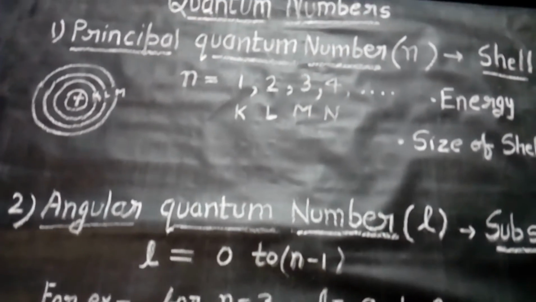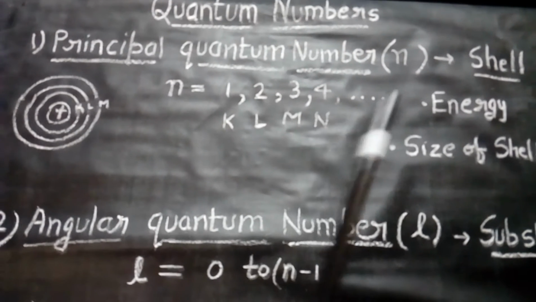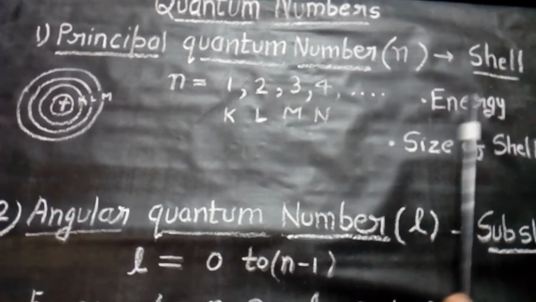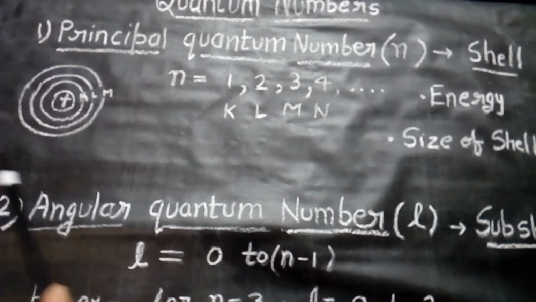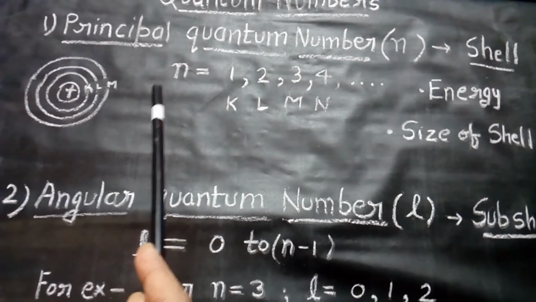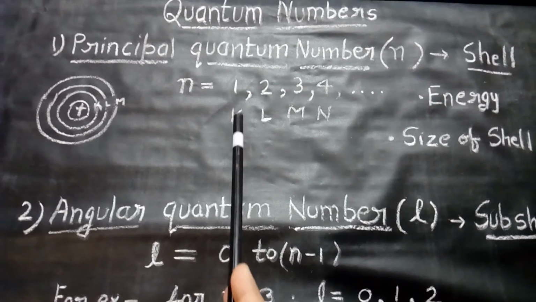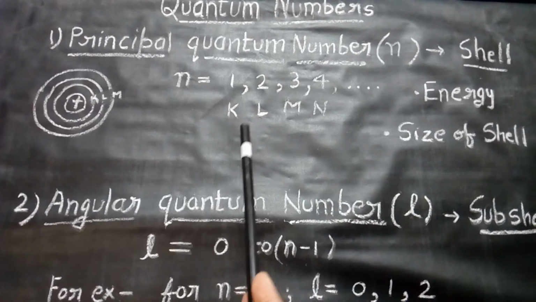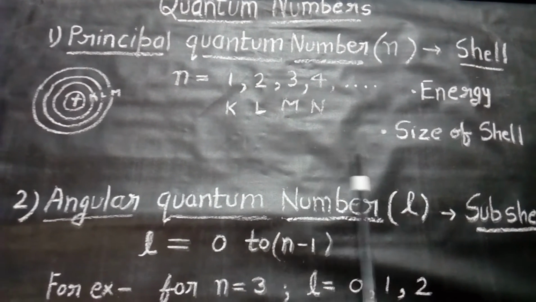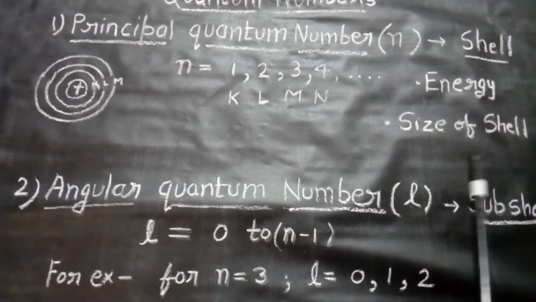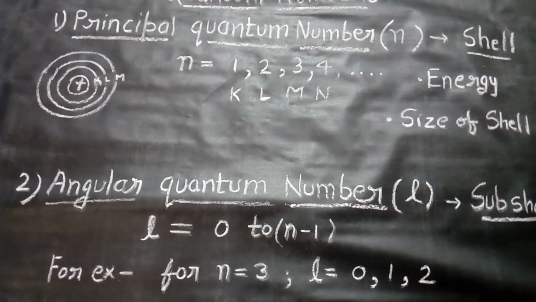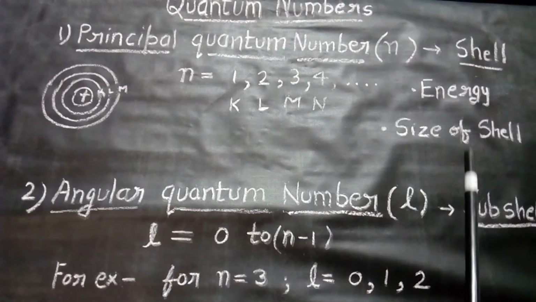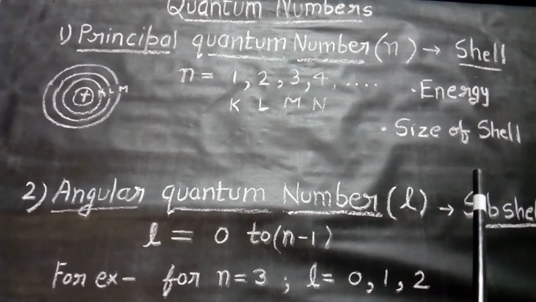Firstly, we will consider the principal quantum number. It is denoted by n and it gives the various shells in which the electrons move around the nucleus. n may have any integral value: 1, 2, 3, 4 and so on. These are represented by K, L, M, N. The value of n gives the size of the shell and the energy of the electrons. As the value of n increases, the size of the shell increases and the energy of the electron also increases.